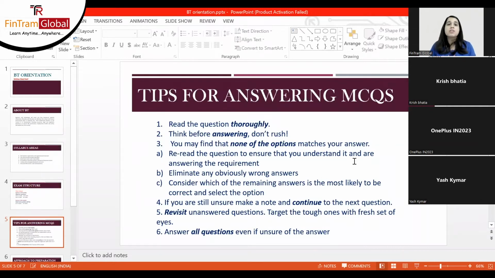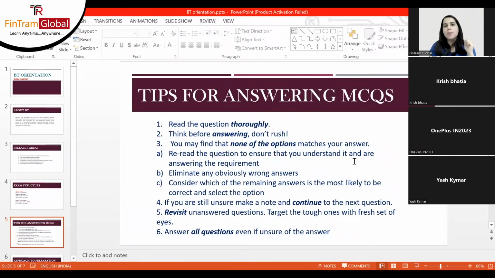And time management is of course important. It is a theoretical paper. You as such don't have to solve any questions. So you might think that it might not take so much time, but it is a theoretical paper, right? The questions would be a little wordier, longer, and options are not going to be one line either. They will be a little longer, a few questions. So it will take time.